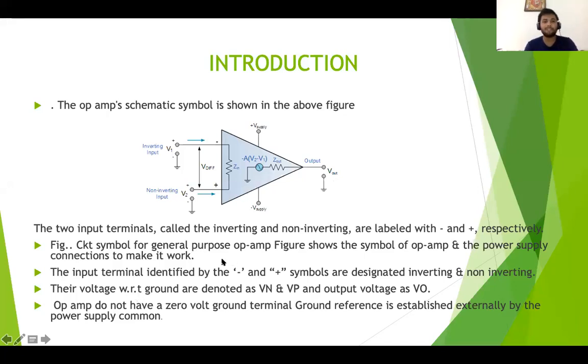The voltage with respect to ground is denoted as Vn and Vp, and the output voltage is denoted as V0 or VO. Op-Amp does not have a 0 volt ground terminal. This point should be noted. Ground reference is established externally by the power supply common.